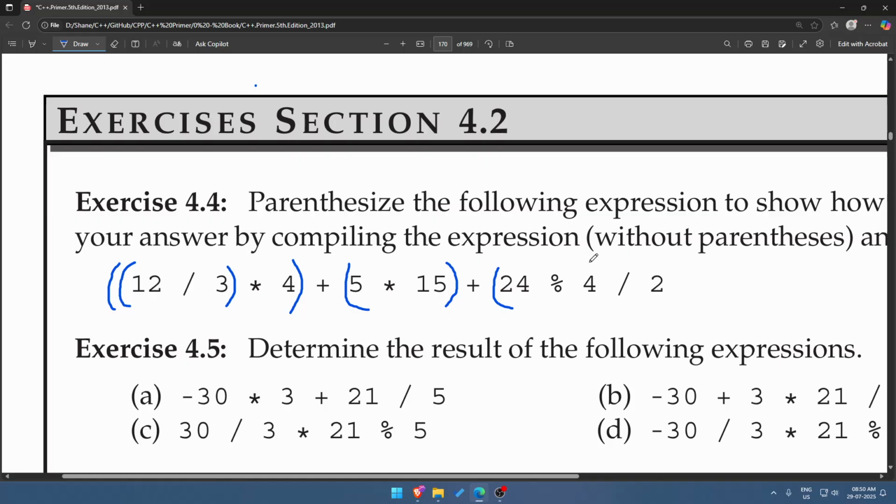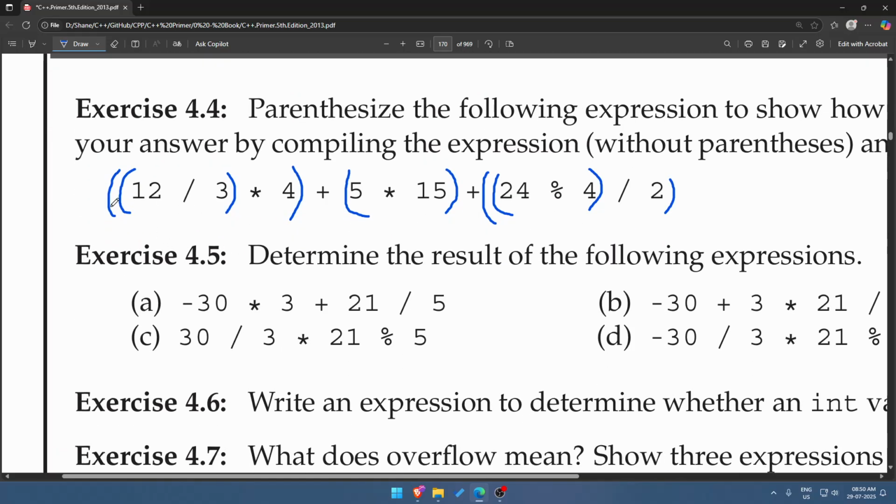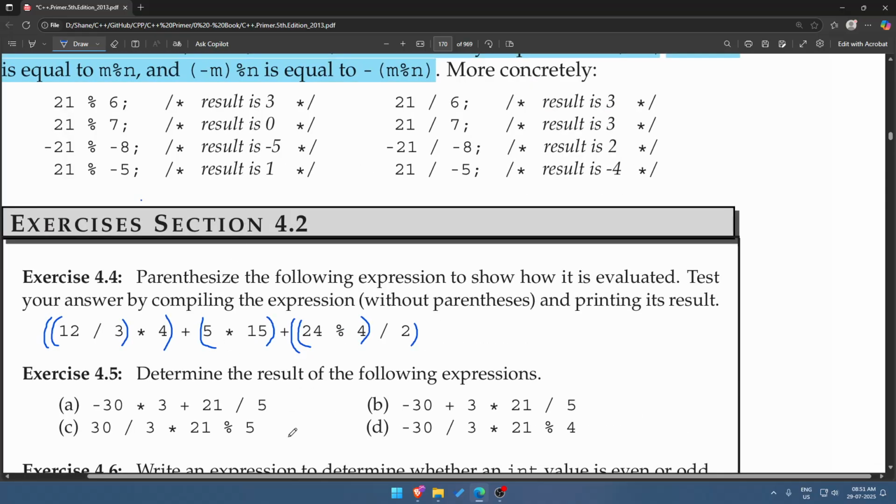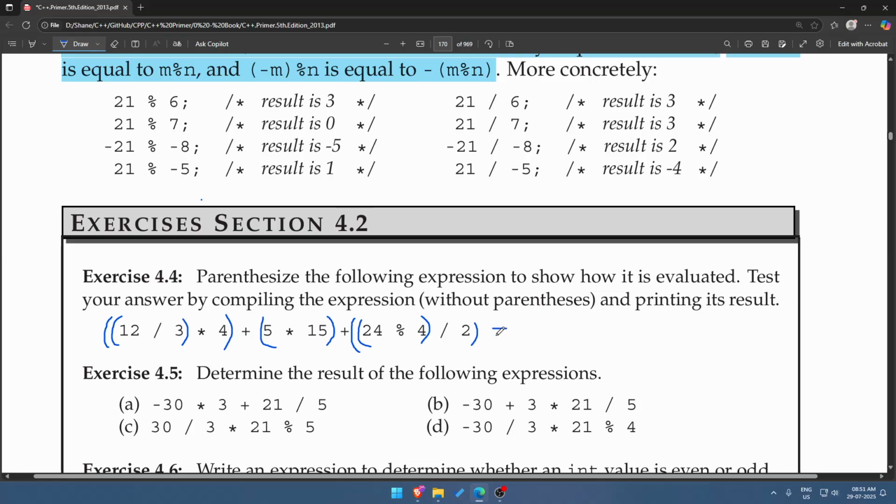and this, then this whole divided. We'll go from left to right. So we will have 4 into 16 plus 75 plus 0 divided by 2 is 0. 16 plus 75 is 91. Okay, so this should result in 91. This is the exercise, equals 91.